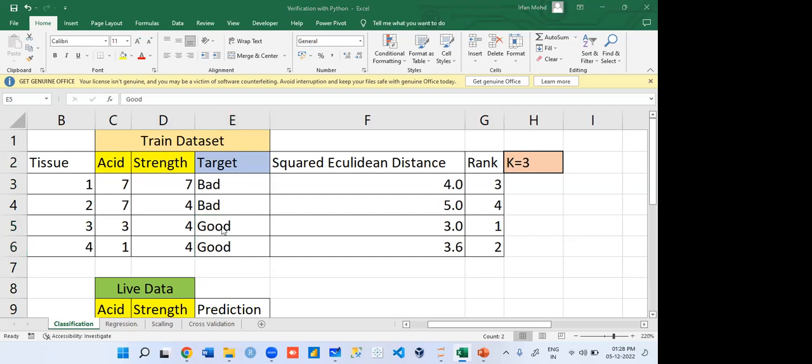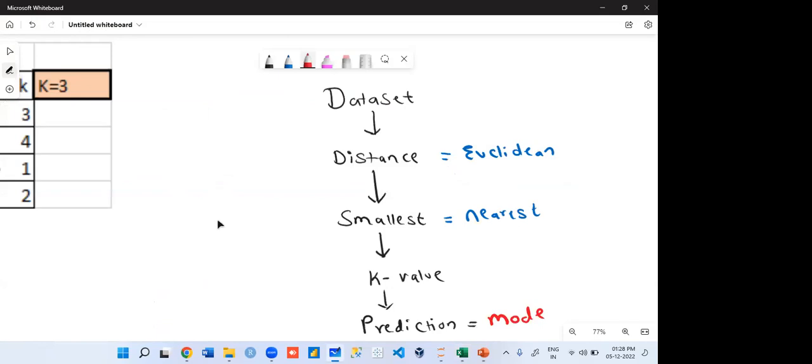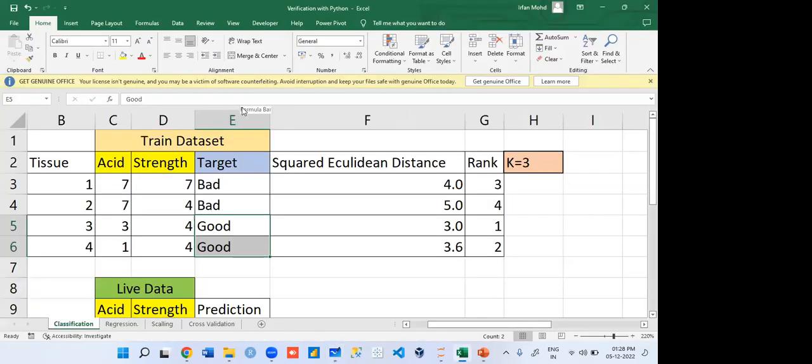K defines the number of neighbors you want. You cannot take K as 1. Neither can you take K as entire data. So the K value has to be between 2 to n minus 1. If we have 10,000 rows, can we take K as 10,000? So neither we can take K. If I take K as 1, can I say I am doing a prediction based on only one row?